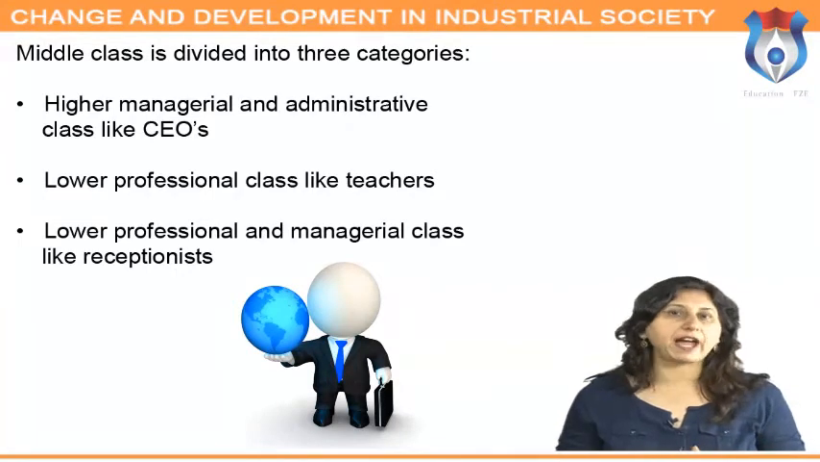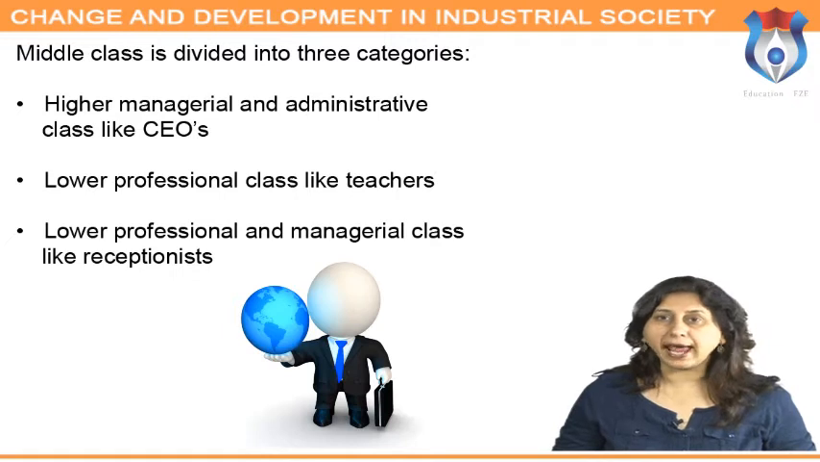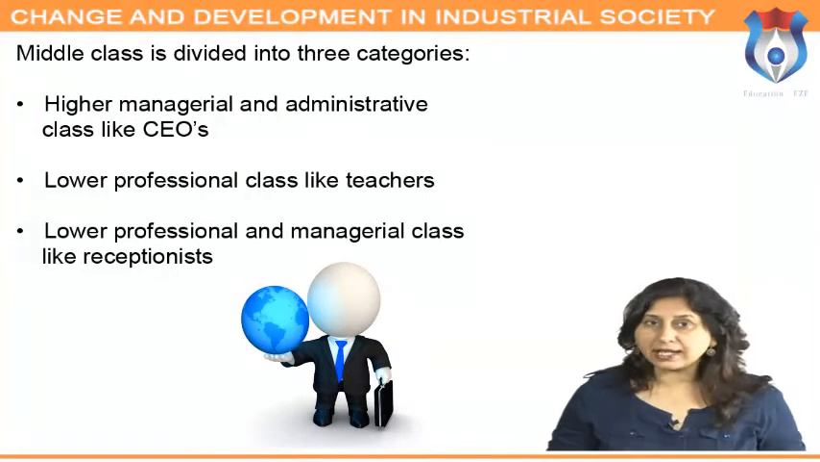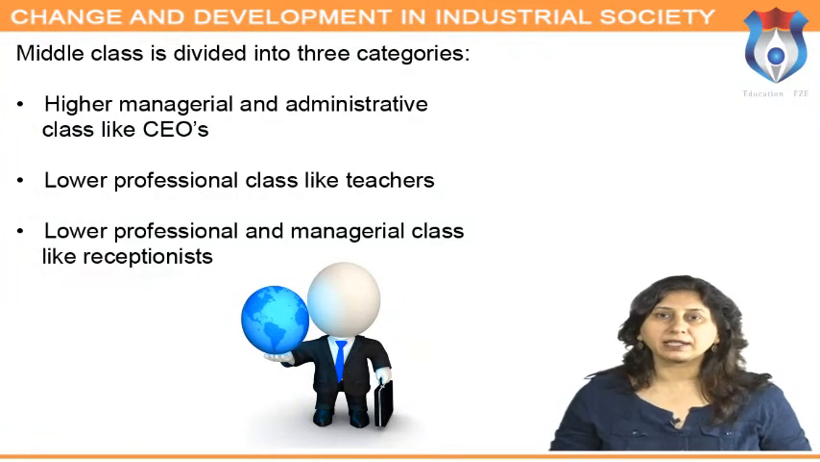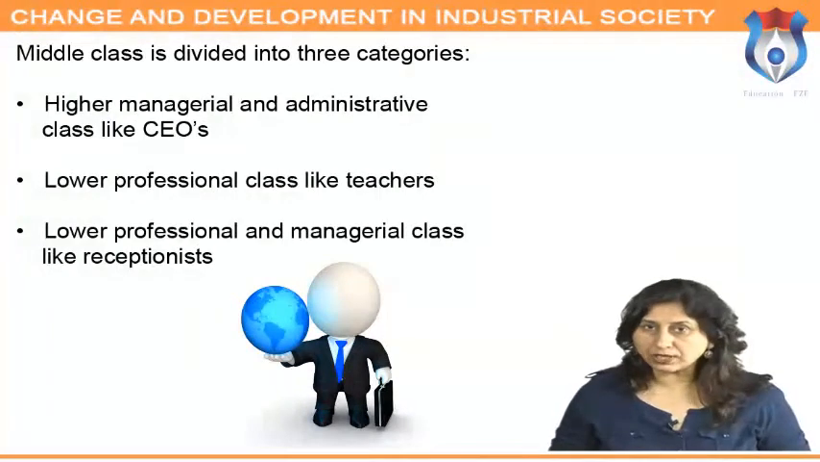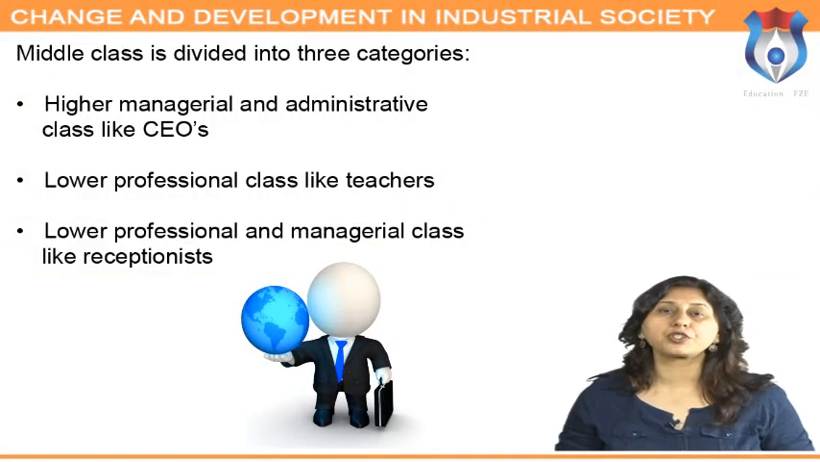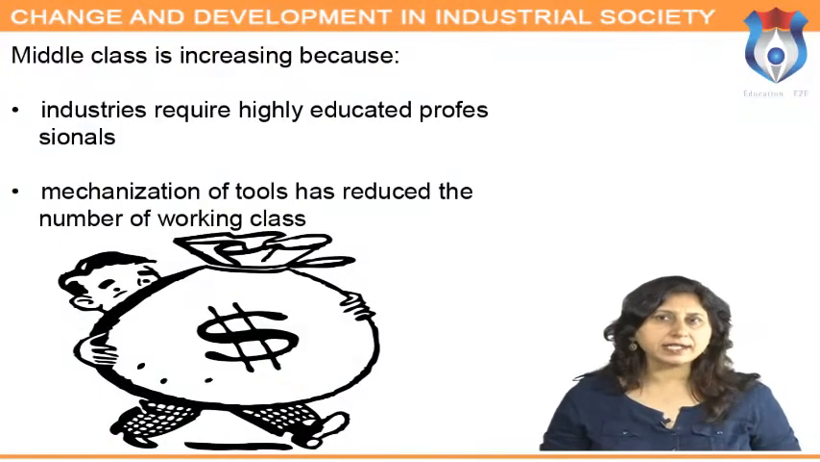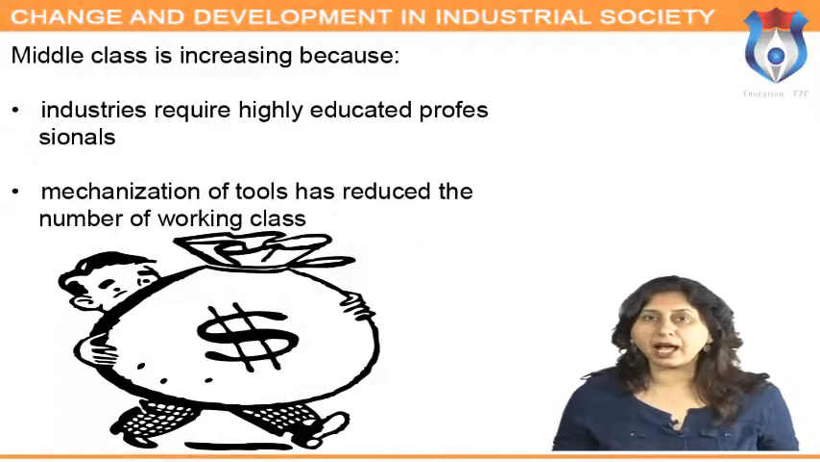The middle class is divided into three strata. First is the higher managerial and administrative middle class, including GMs, CEOs, and governors. The second is the lower professional, managerial, and administrative class, consisting of teachers, accountants, engineers, etc. The third is the minor supervisory class of receptionists, etc. In the recent scenario, the middle class is ever expanding while the other two classes are narrowing down.